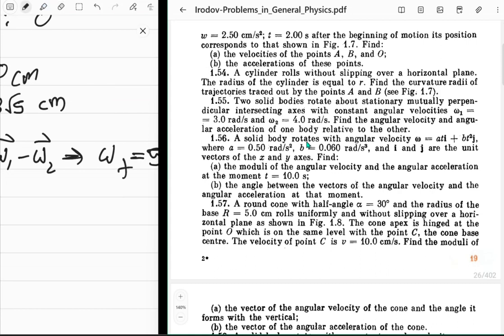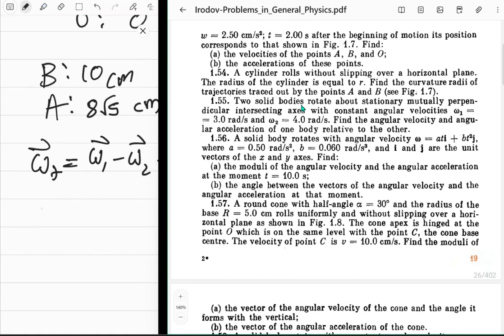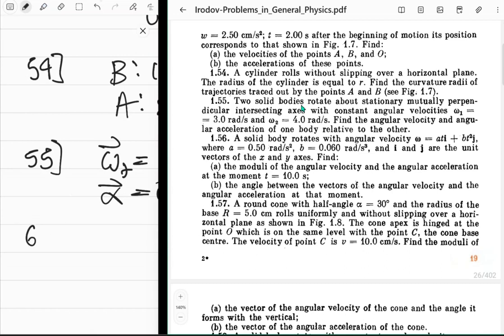And what else do you want? You want angular velocity and angular acceleration of the body. Oh yeah, there's no angular acceleration because omega 1 vector doesn't change, omega 2 vector doesn't change with respect to time. So their vector sum also doesn't change. So angular acceleration is 0. Cool. And angular acceleration is 0. Okay, let's go to 56th.